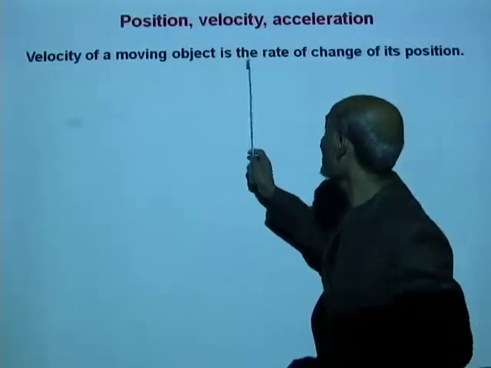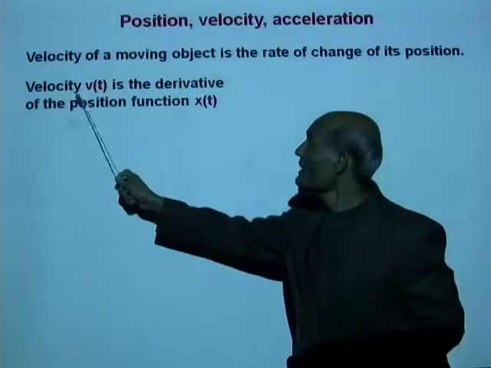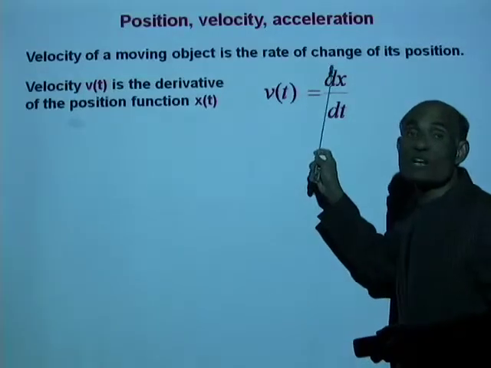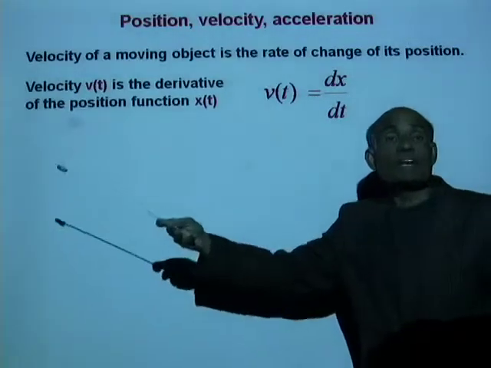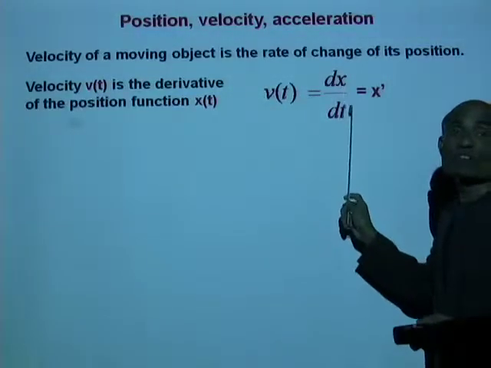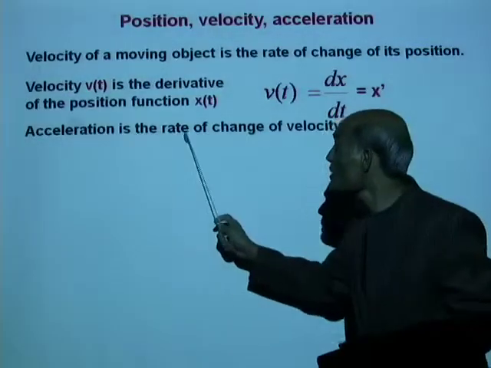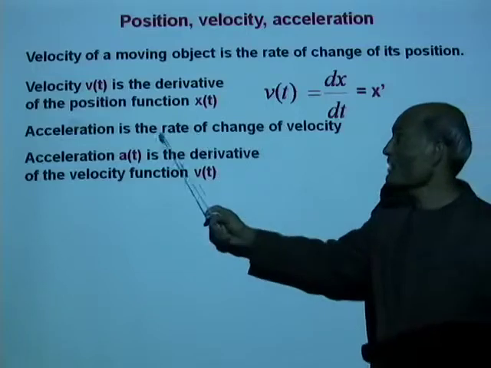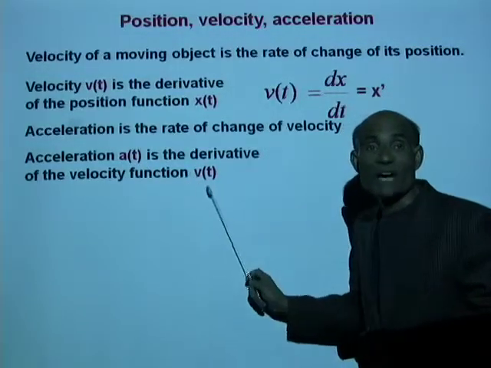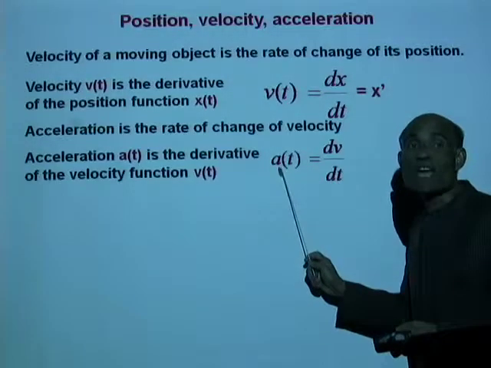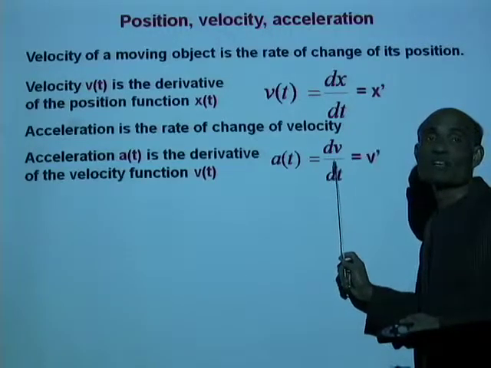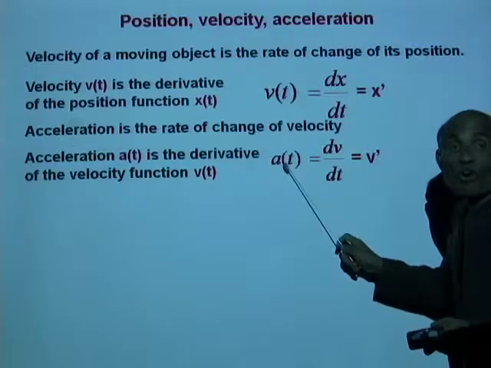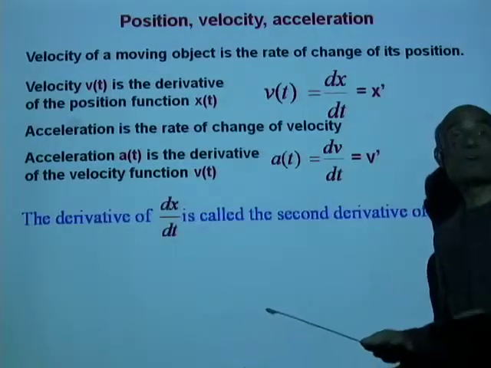So, velocity of a moving object is the rate of change of its position. If v of t is the velocity and x of t is the position function, then we say v of t equal to dx over dt or x prime of t. That's right. Velocity is the derivative of the position function. Acceleration is the rate of change of velocity, which means acceleration is the derivative of the velocity function. If a of t is the acceleration function and v of t is the velocity function, then we say a of t equal to dv by dt, which is v prime. But v prime is the first derivative of the position function. Therefore, a will be the second derivative of the position function.